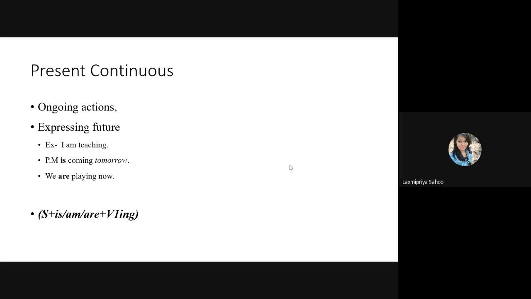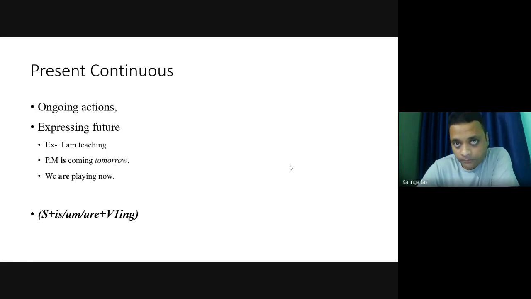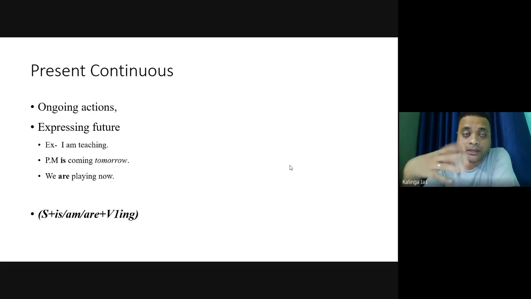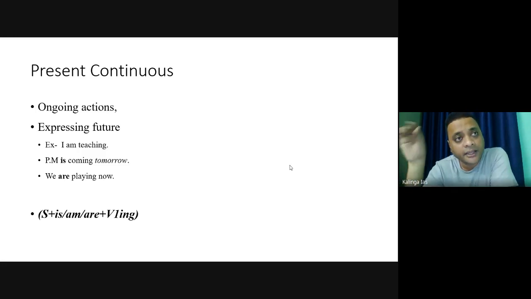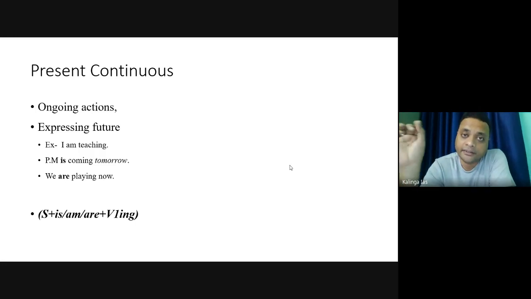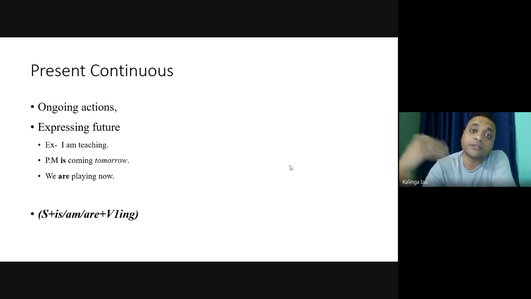See the difference: the PM is coming tomorrow, the program is fixed, and we are just using ing. On the other hand, if we use the PM comes tomorrow, when you say you have 100% confidence that the PM is coming and the program is not going to be cancelled at any cost, okay, whenever there is 100% certainty, we use present simple to express future.